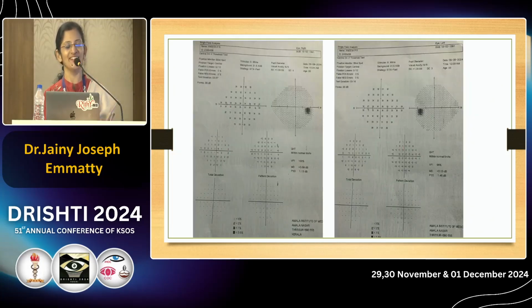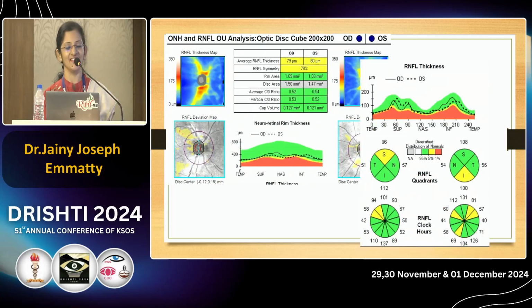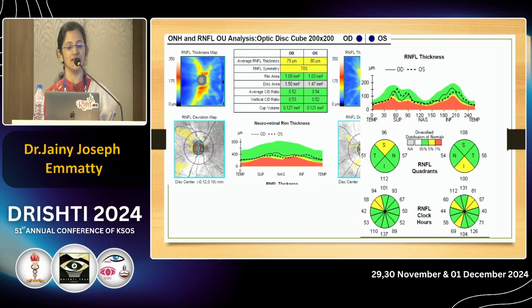Visual fields are normal. And the OCT was showing superior RNFL thinning. So the question is whether you want to treat or not. What will be our plan of management? So the IOP has to be taken into consideration with the corneal thickness. Corneal thickness is way high, 670.